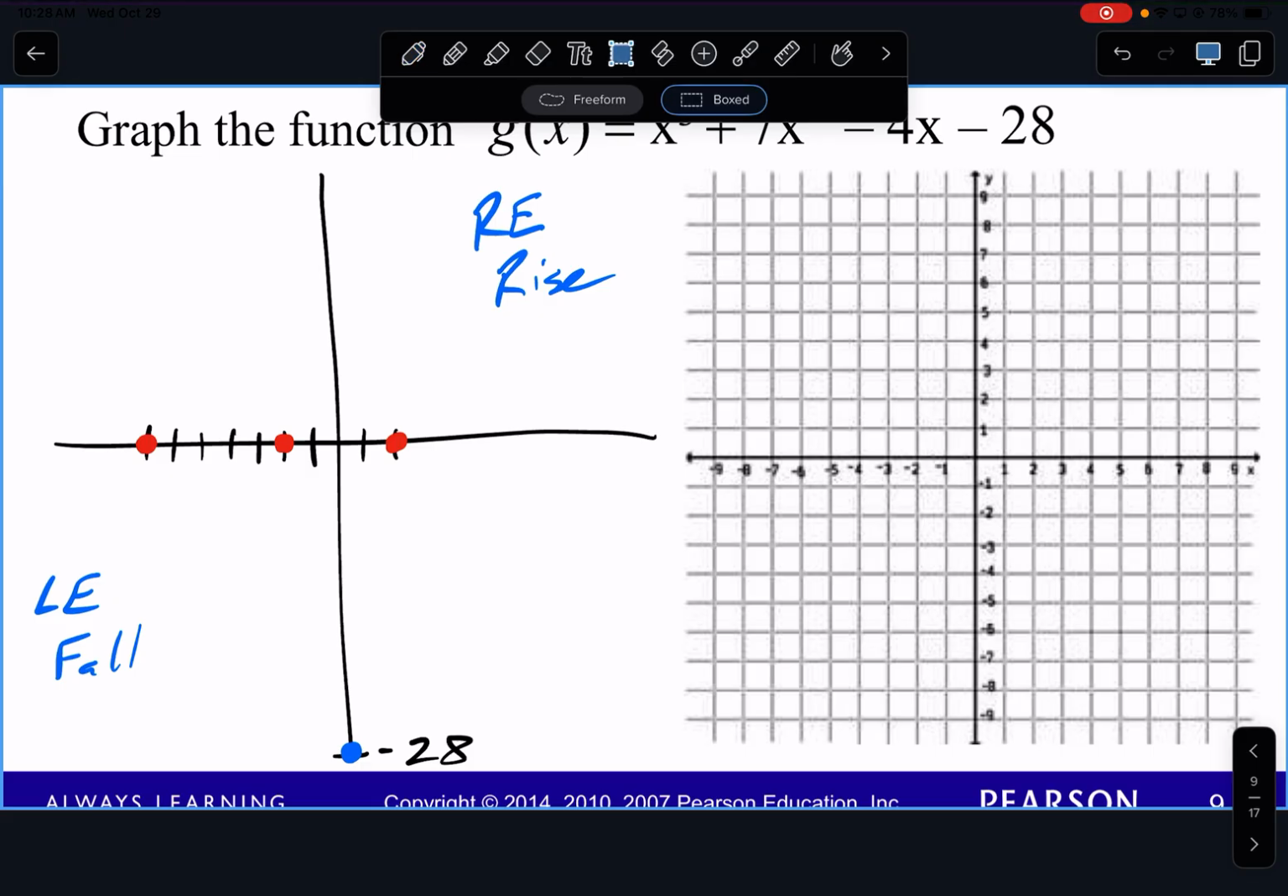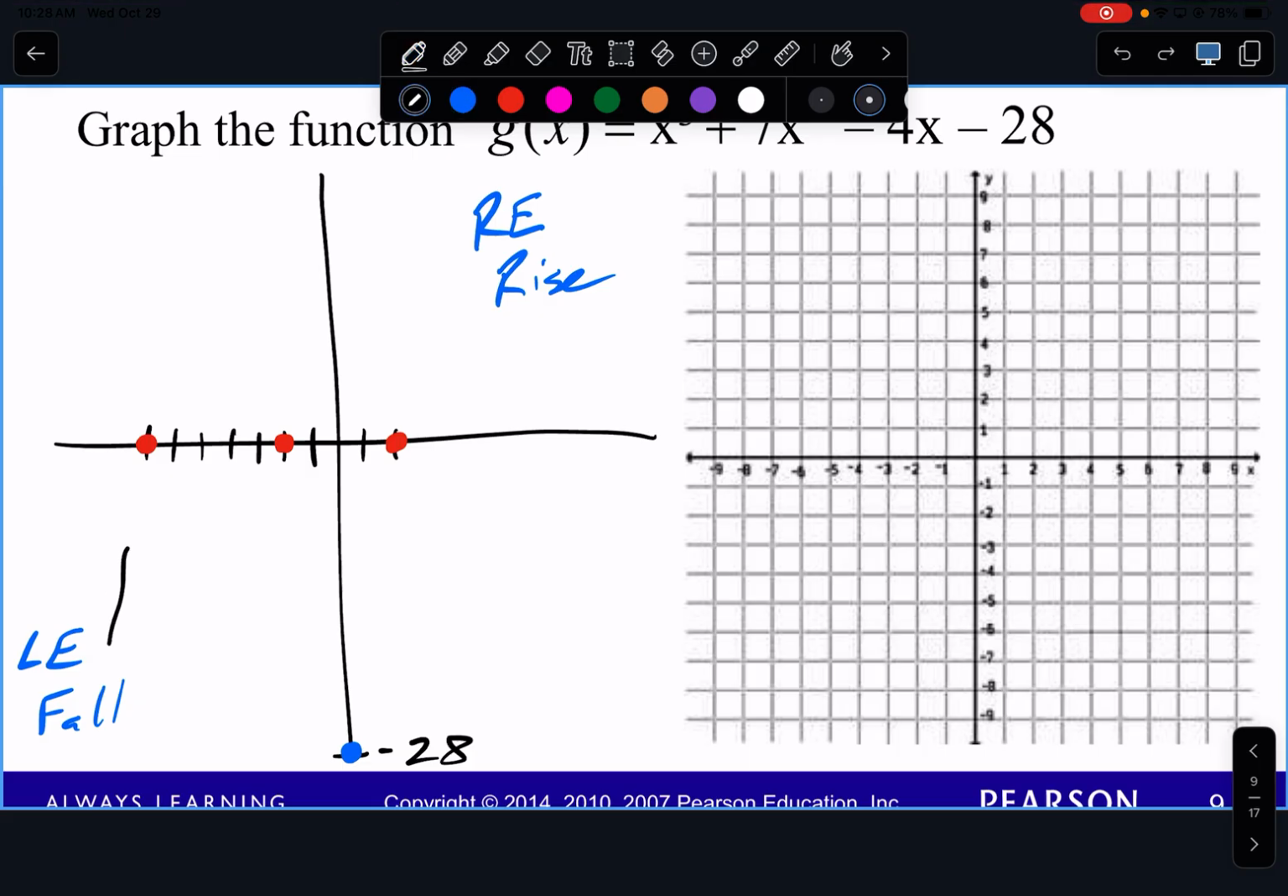Okay, so then all we're going to do, I'm going to take my pencil, and I'm going to use black here. I'm going to go up through, try not to be so shaky, up through my first solution, curve down. I've got to go through that negative 28 and then up through positive 2. So it looks something like that.